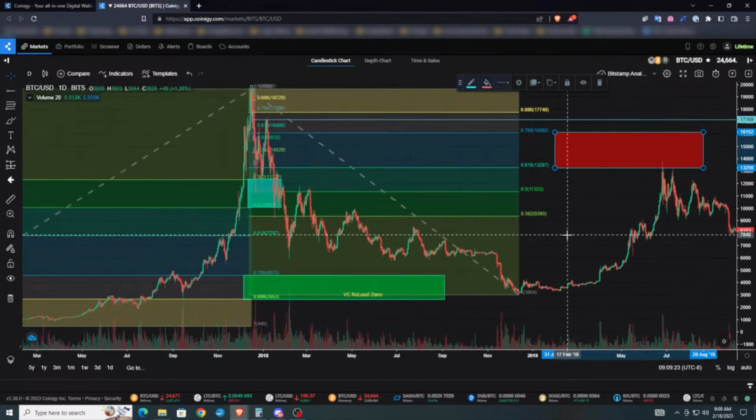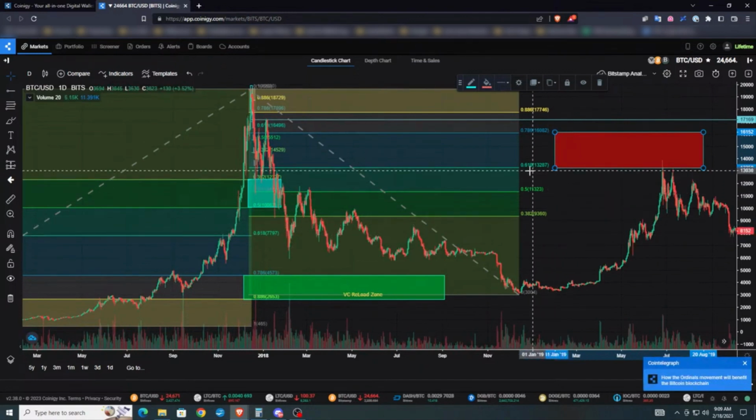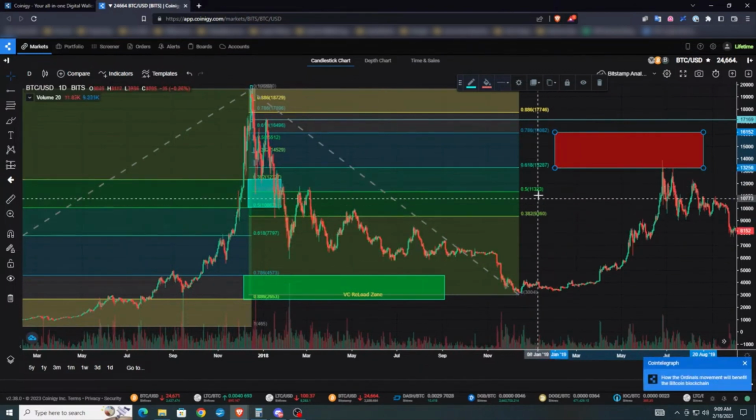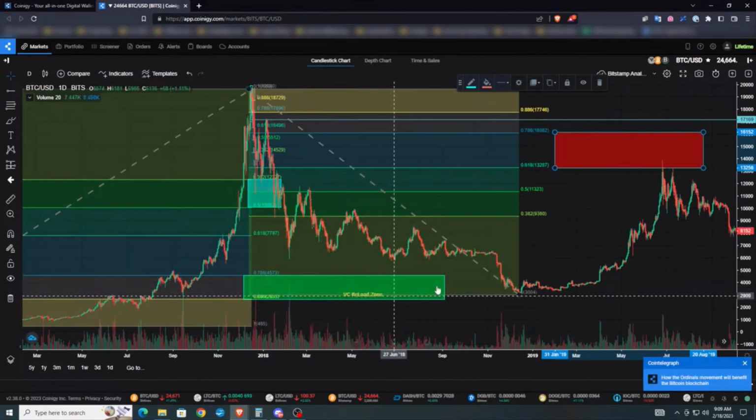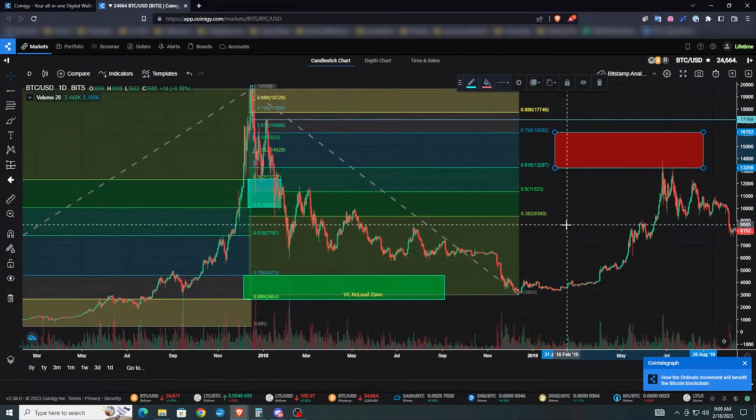All right, hope you've enjoyed that quick tutorial on how to use Fibonacci retracements, how to set up the levels, and some levels for you to consider going forward.